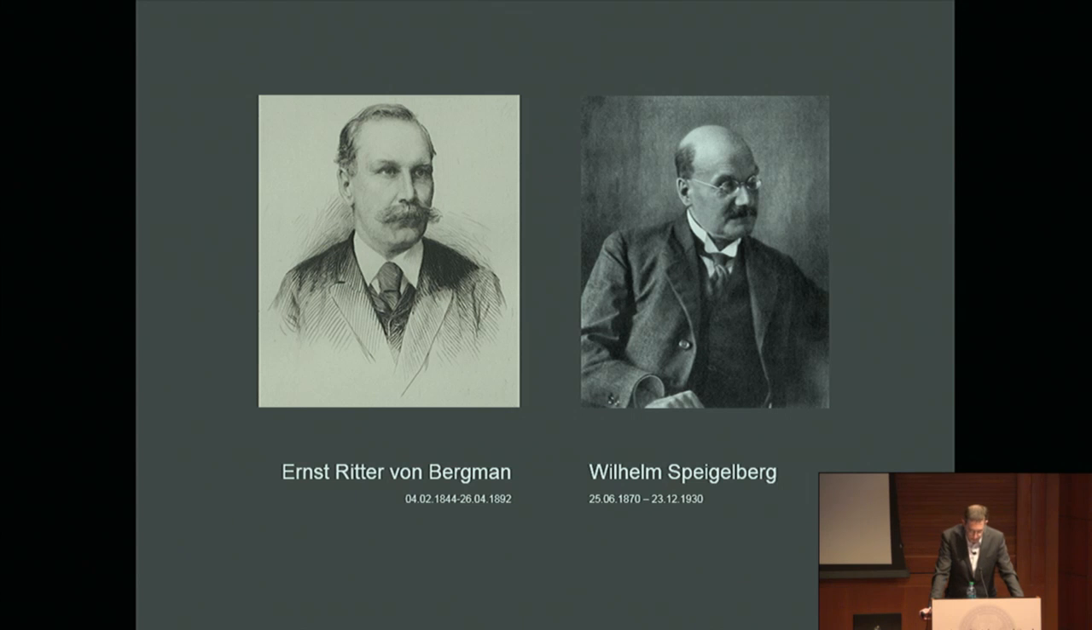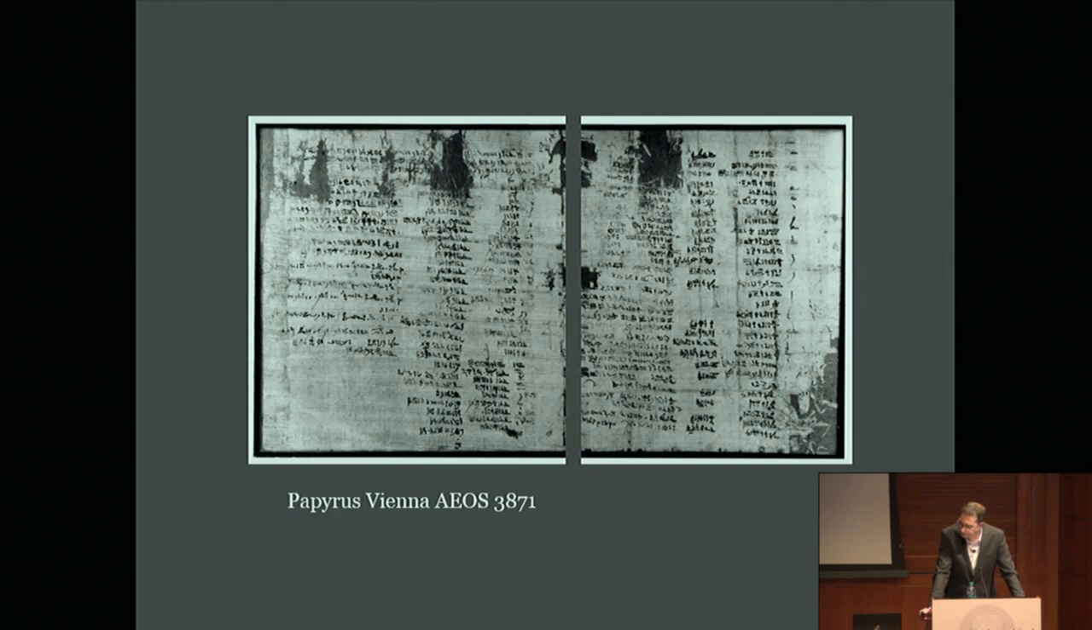Where to go from here? Let's take another close look at the manuscript. The manuscript consists, in fact, of 2 loose sheets of papyrus that were framed together under glass in the 19th century, and that is how it still is today in the museum if you go there. And what Ritter von Bergman and Spiegelberg failed to observe, and what I myself also failed to observe for the longest time, is that the 2 sheets of the manuscript join directly.